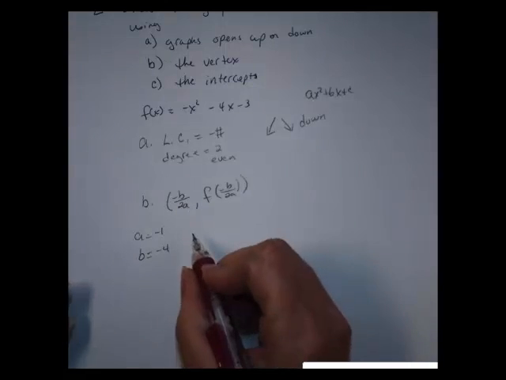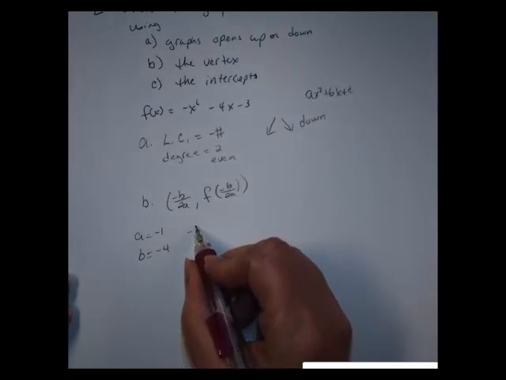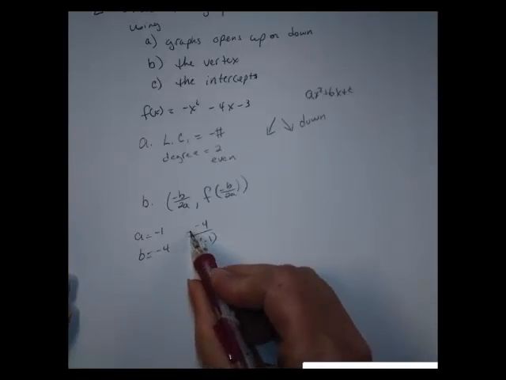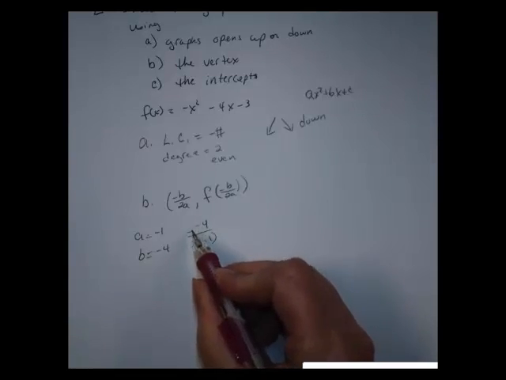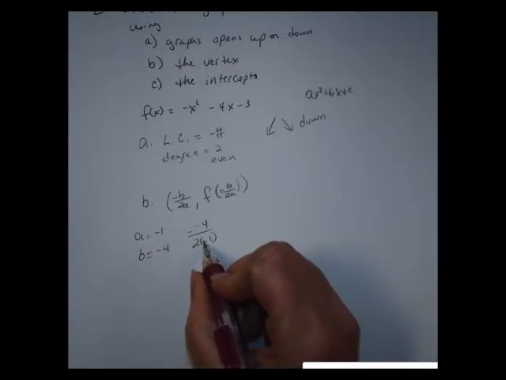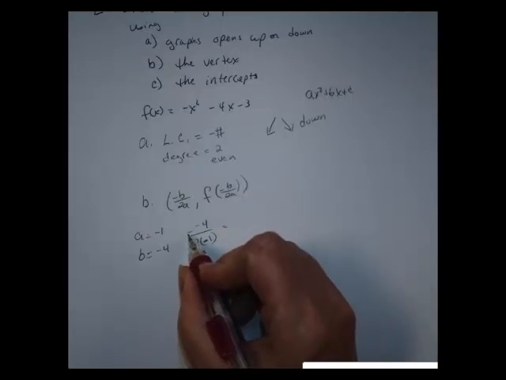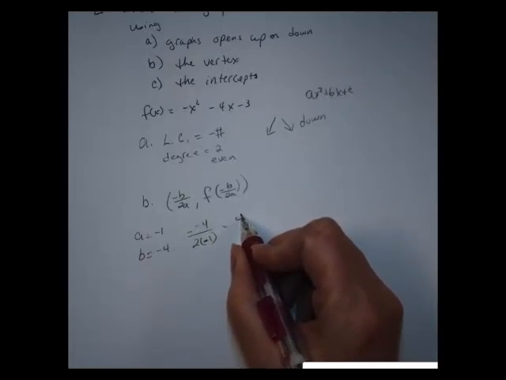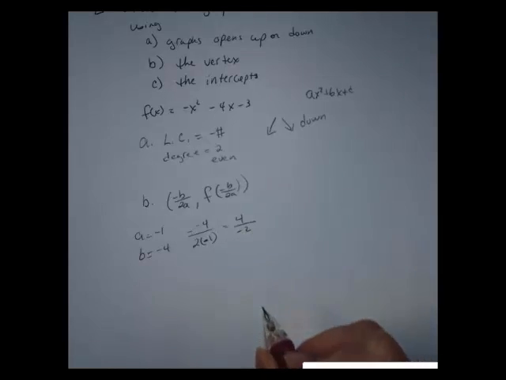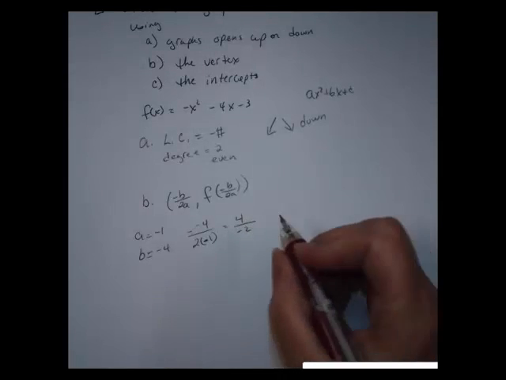So we're just going to plug it in. I've got negative 4 over 2 times negative 1, because that's our negative b, and b is negative 4, and 2 times our a, which is negative 1. The negative of negative 4 gets us a positive 4, and 2 times negative 1 will get us negative 2. So 4 divided by negative 2 is equal to negative 2.